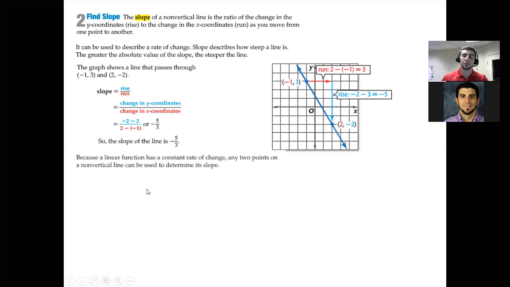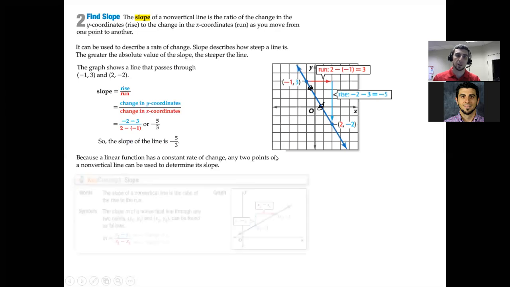Because a linear function has a constant rate of change, any 2 points on a non-vertical line can be used to determine its slope. So we could have picked 2 other points on the line. It's a little bit difficult here because the points don't fall right on a corner except at -1, 3 and 2, -2. If I tried to pick here and here to calculate the slope, those don't fall right on an integer on the graph, so it'd be kind of hard to get an accurate slope reading there.